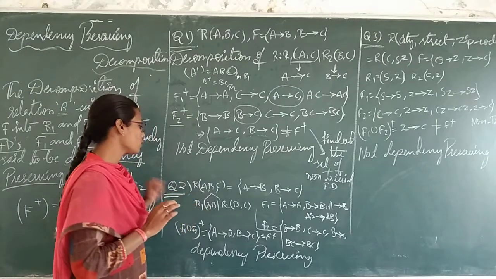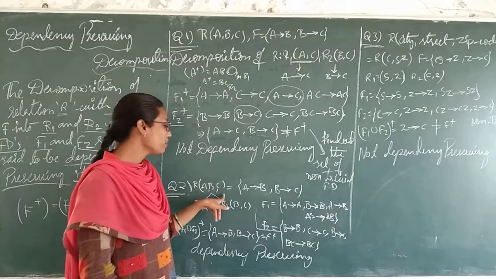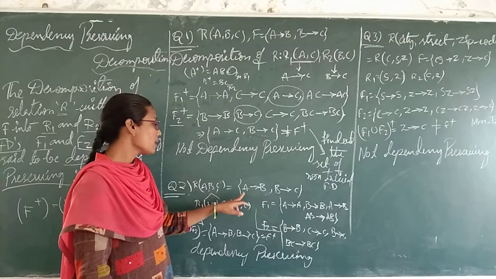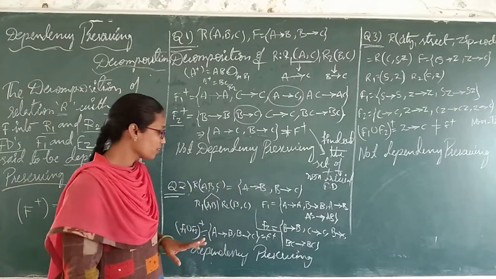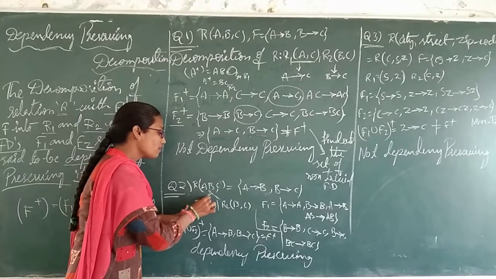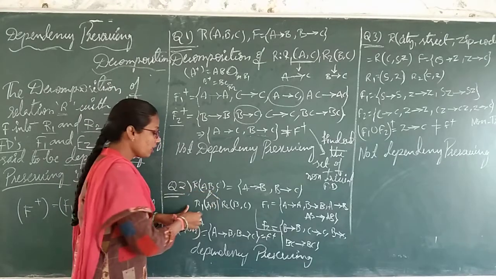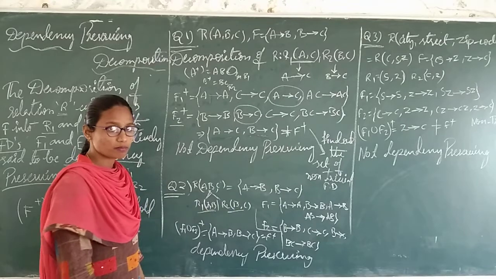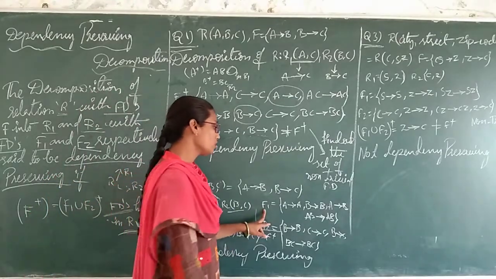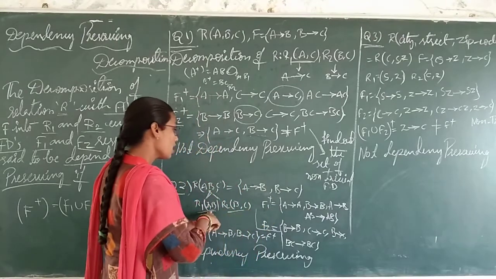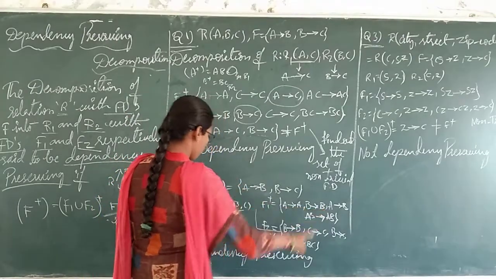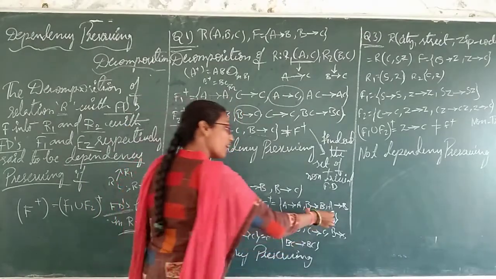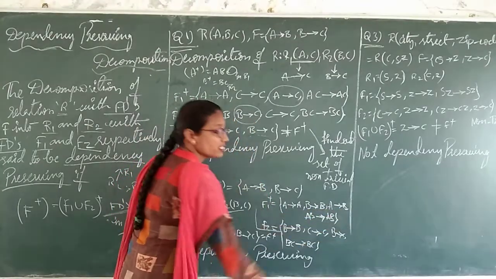The next we will see is question 2. R is a relation, A, B, C are attributes, and the functional dependencies are A determines B, B determines C. After decomposing this relation, the two relations are R1 and R2: R1 has A, B and R2 has B, C. In F1 closure, with the two attributes A, B: A determines A, B determines B, A determines B, AB determines AB.